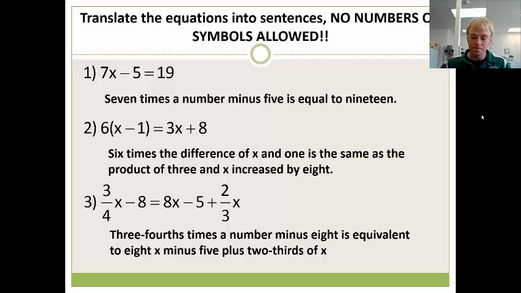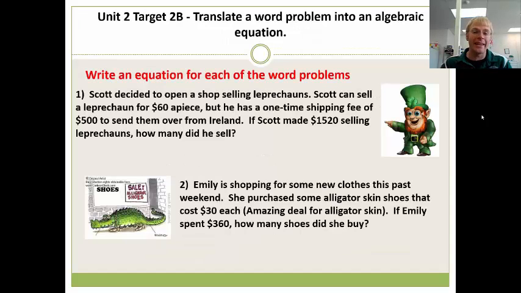Well, that brings us to our second part of our target here, and that's to actually take a real-life-like word problem and translate that into an equation. So no longer are we going to be taking something that is directly describing an equation and writing an equation. We're going to be taking a paragraph here or a couple sentences that describe a situation, give us some information, and we've got to take that information and piece it together in an equation.